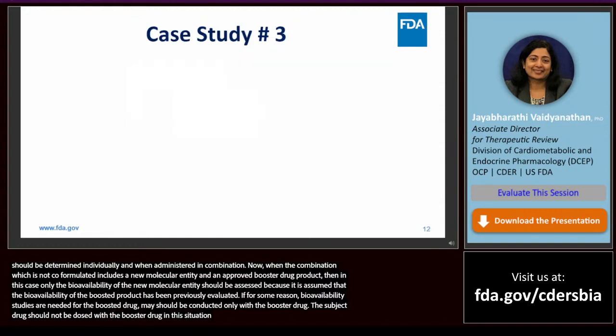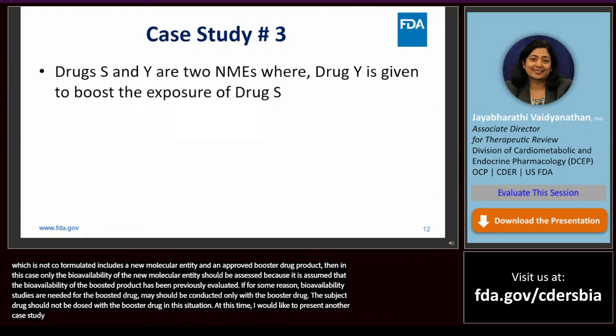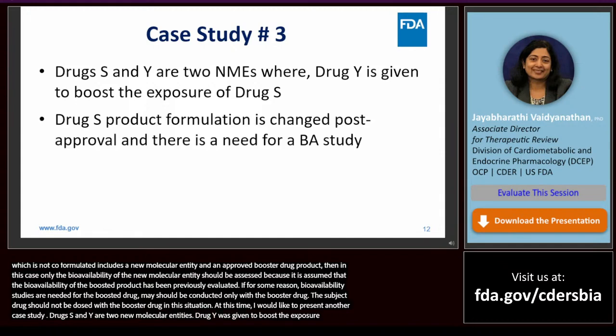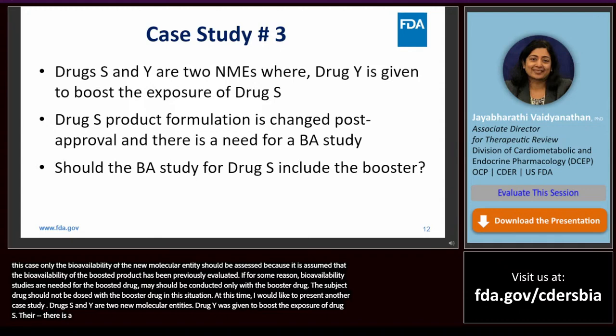At this time, I would like to present another case study. Drugs S and Y are two new molecular entities, where drug Y is given to boost the exposure of drug S. The drug S formulation is changed post-approval, and there is a need for a bioavailability study. Should the bioavailability study for drug S include the booster?